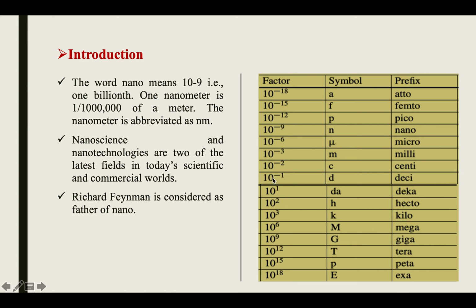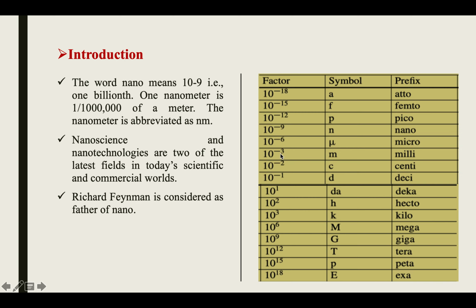As you go down, this is 10 to the power 1, this is deca. 10 to the power minus 1 is deci, a decimal. 10 to the power minus 2 means a centimeter, as we know, 1 centimeter. So this is the unit of 1 centimeter. Now you can think about the nano, that is 10 to the power minus 9.